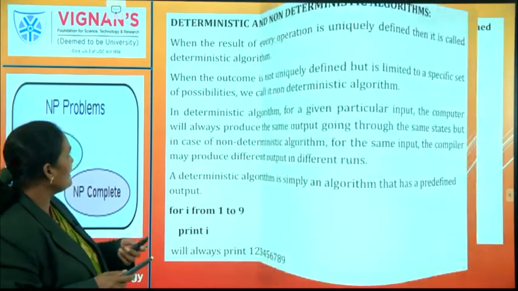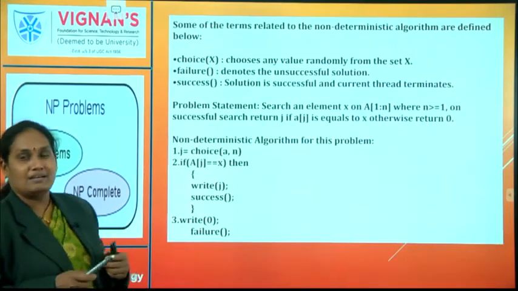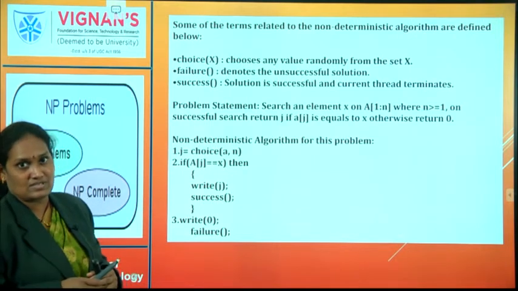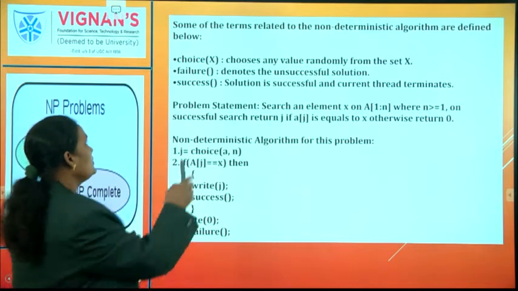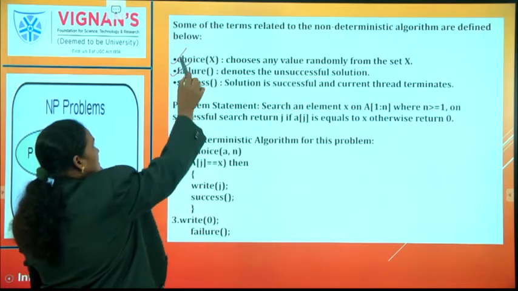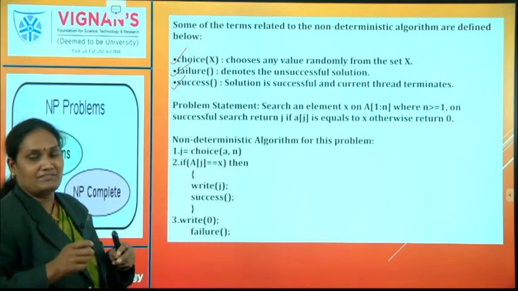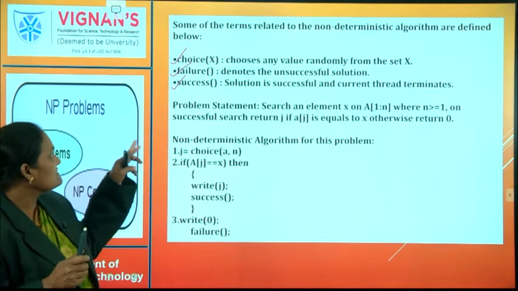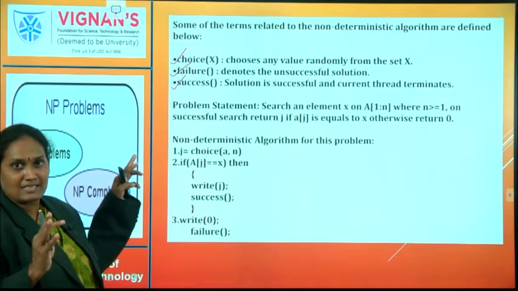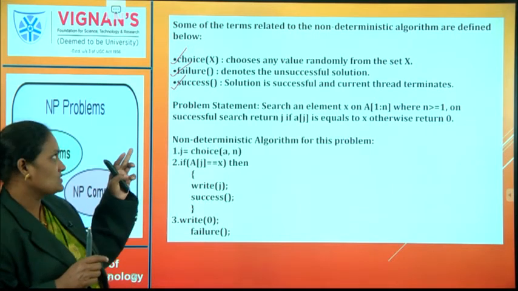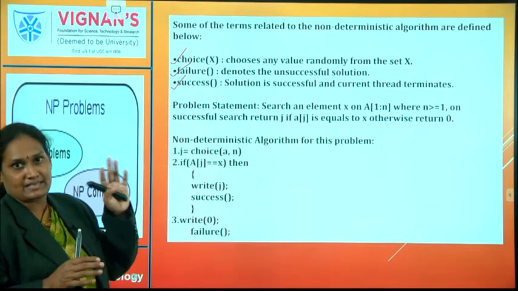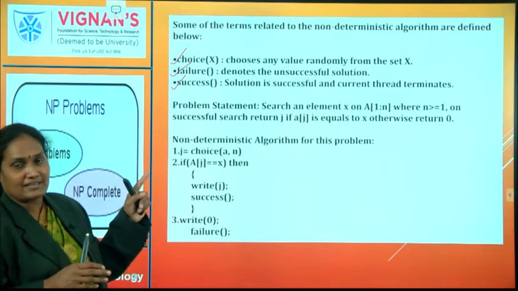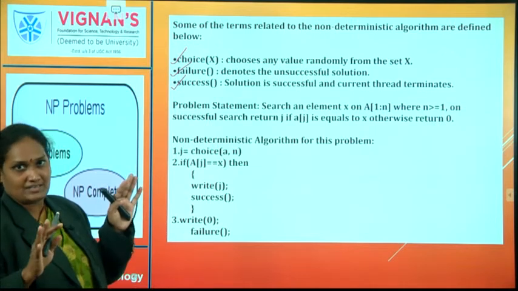Then what about the example of a non-deterministic algorithm? For writing non-deterministic algorithms, we are using 3 terms. What are those 3 terms? Choice, failure, success. In writing any non-deterministic algorithm, we need to use these 3 words. Now, what about choice? Choice is the random function which is used to select a value X from the given set.